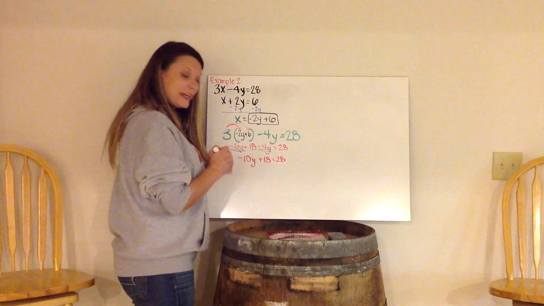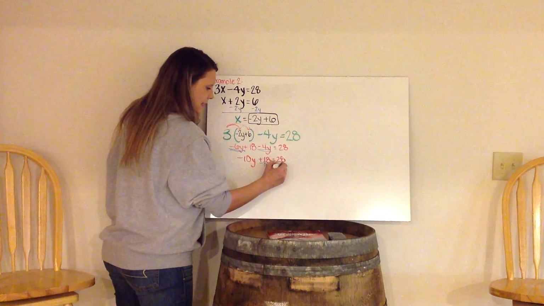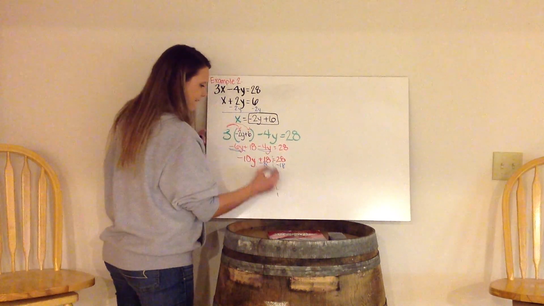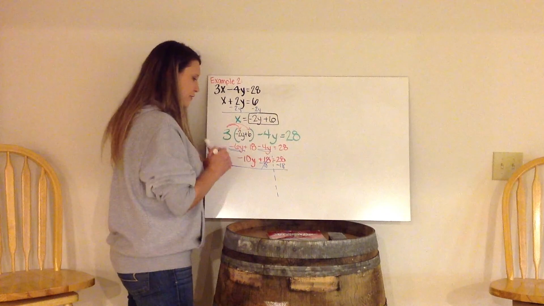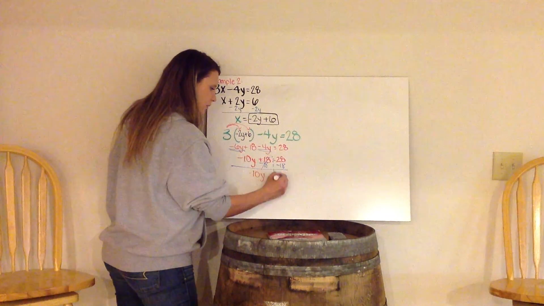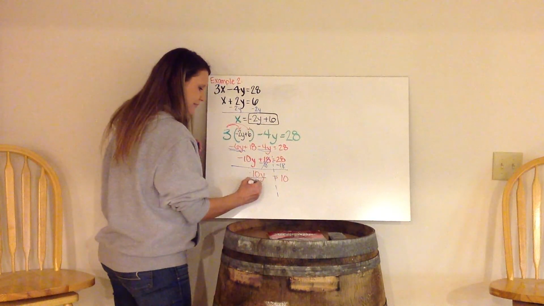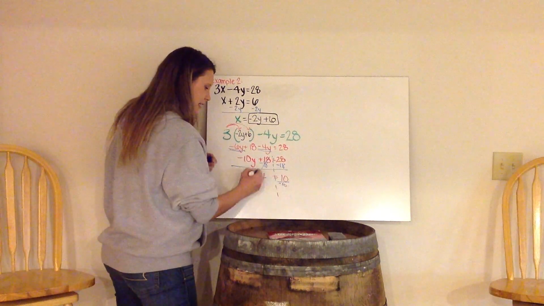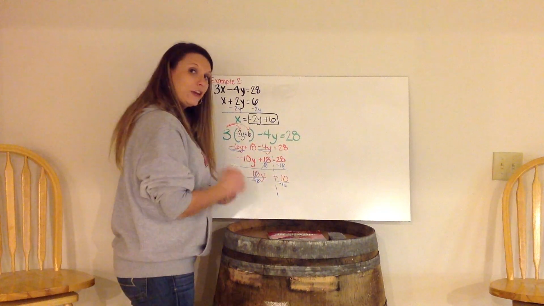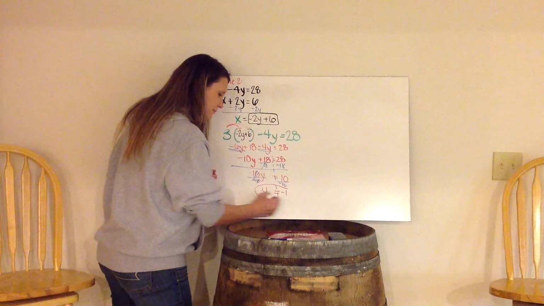Just solving it like normal. So I would, of course, minus 18 from both sides to cancel those 18's out, and I get negative 10y equals 10. Divide both sides by that negative 10, and you can see clearly that y is equal to negative 1.